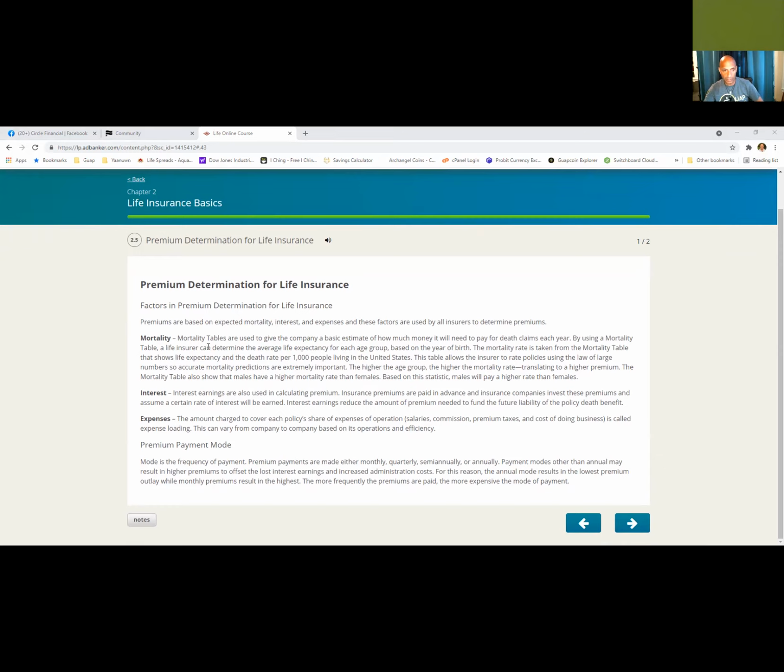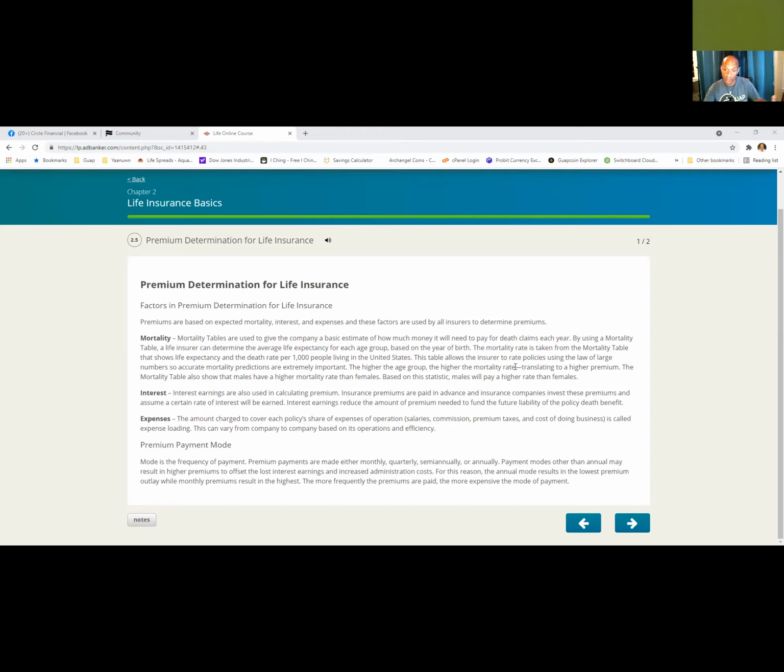By using a mortality table, a life insurer can determine the average life expectancy for each age group based on the year of birth. The mortality rate is taken from the mortality table that shows life expectancy and the death rate per 1,000 people living in the U.S. This table allows the insurer to rate policies using the law of large numbers, so accurate mortality predictions are extremely important. The higher the age group, the higher the mortality rate, translating to a higher premium.